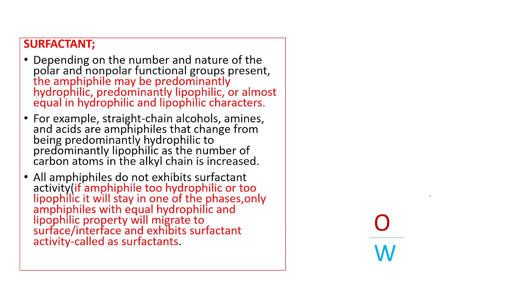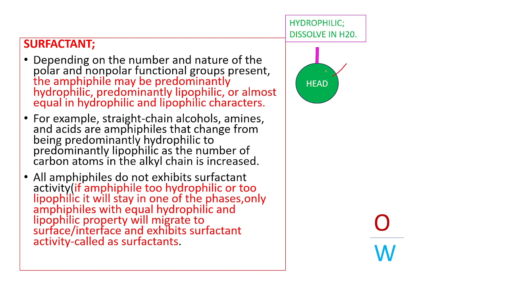Next is the types of amphiphile. There are three types: one is predominantly hydrophilic, second is predominantly lipophilic, and third is the hydrophilic-lipophilic balanced amphiphile. Let us observe the first. The first amphiphile is hydrophilic because of a large polar group; the head is the polar group. If we add this amphiphile, it is soluble only in water, in the oil in water emulsion.